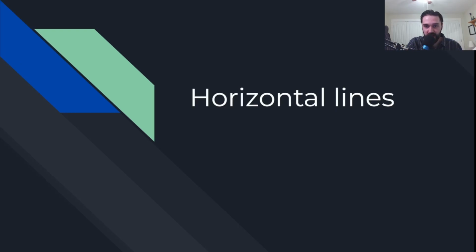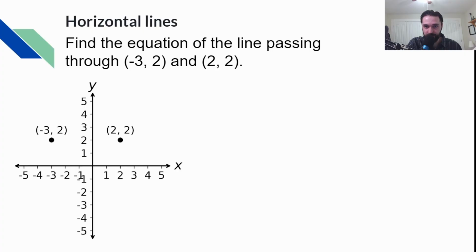Next, let's talk about horizontal lines. Here we're asked to find the equation of the line passing through (-3, 2) and (2, 2). When I draw my line, this is what it looks like. It's a horizontal line. It's parallel to the x-axis.